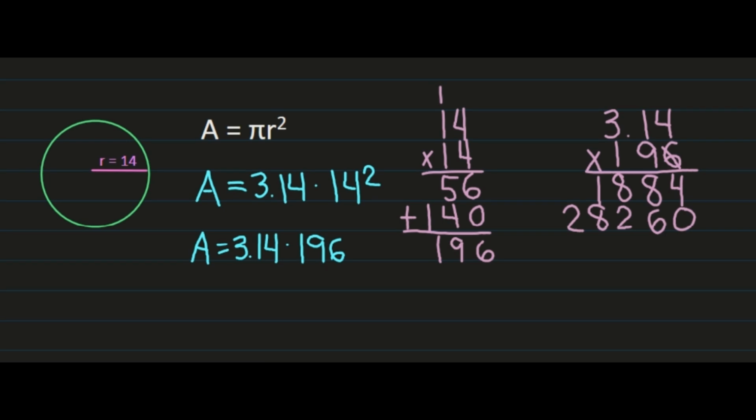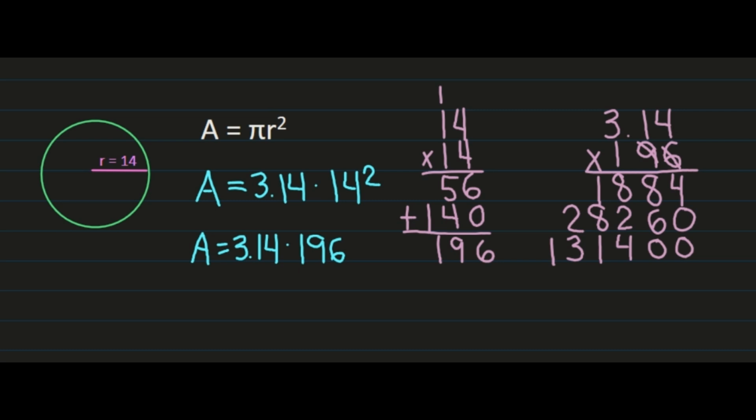And for my next row, I need to place not 1, but 2 zeros here since I'm working with the hundreds. So now I have 1 times 4 is 4, 1 times 1 is 1, and 1 times 3 is 3. Then I need to add.